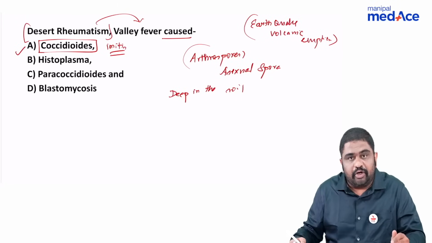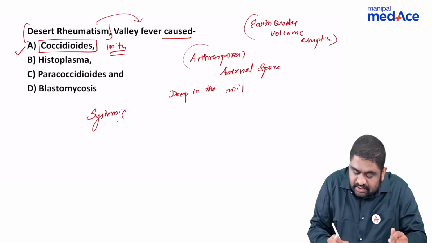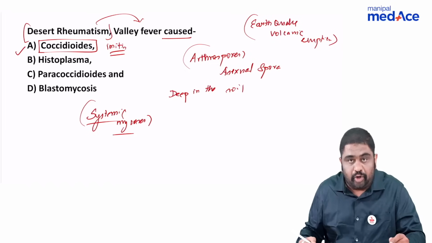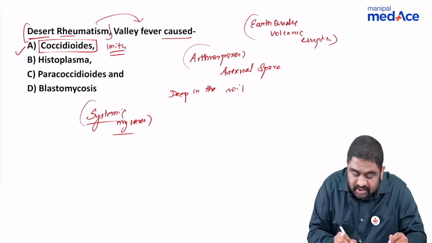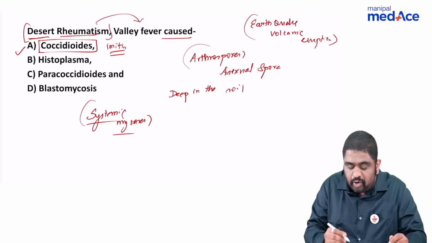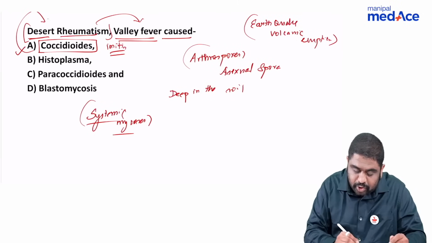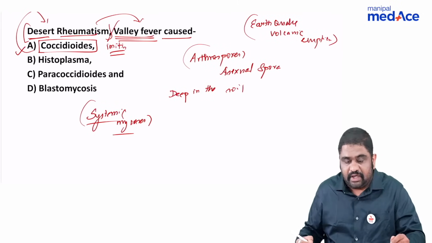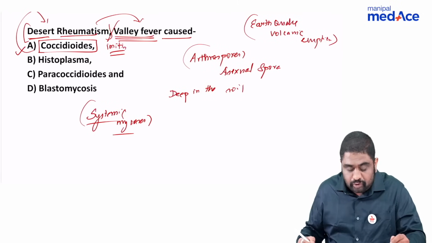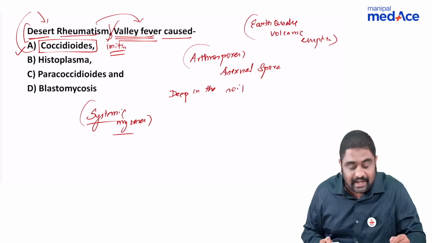At the same time, coccidioides is a part of the dimorphic fungi which are known for causing systemic mycosis. And this is very common in the desert region of the Colorado Plateau in North America. That is what is referred to as desert rheumatism. And because that area is a deep valley, you call it valley fever also. So remember, coccidioides is known for causing desert rheumatism, which is also referred to as valley fever. Paracoccidioides is known for causing South American blastomycosis. Histoplasma is known for causing Darling disease.